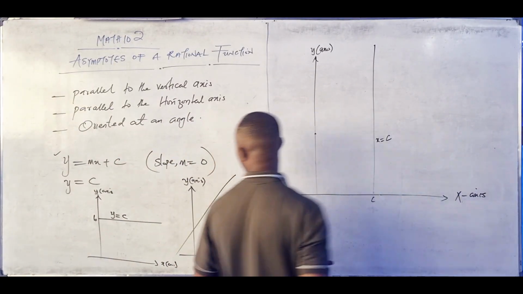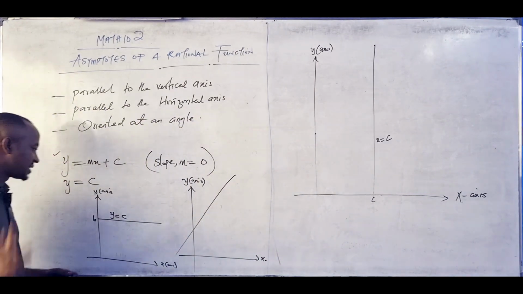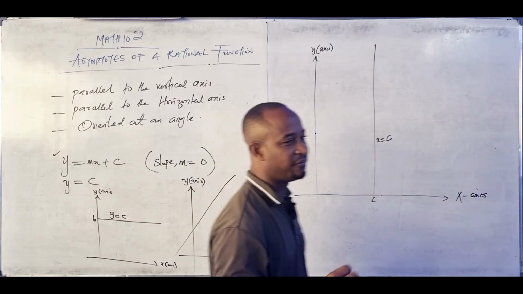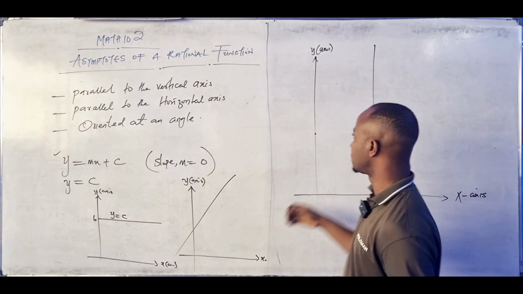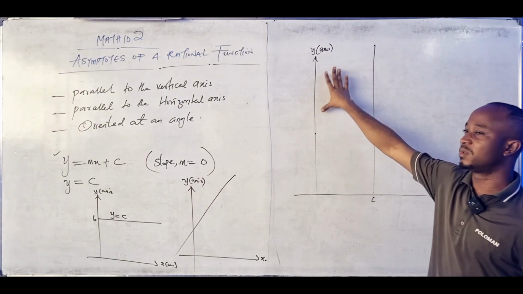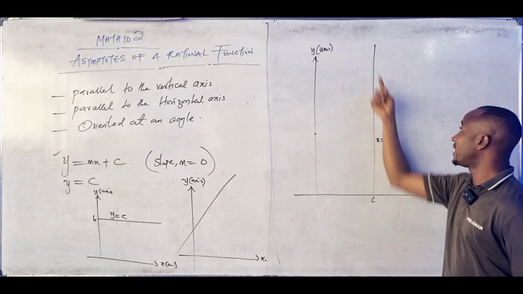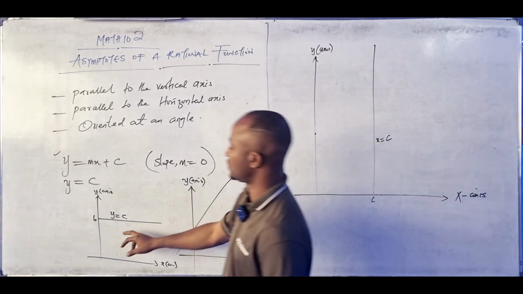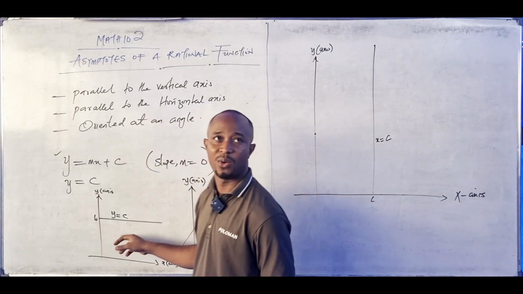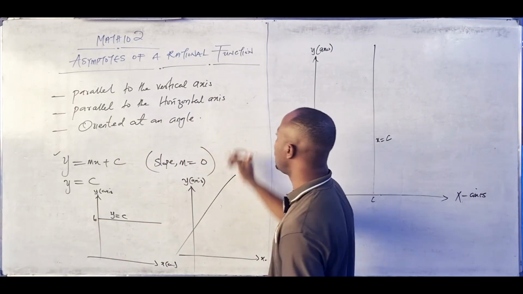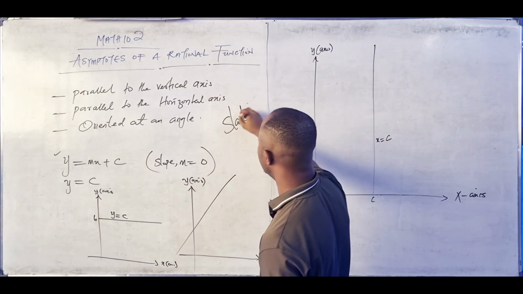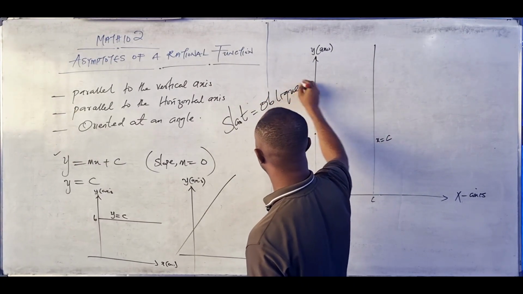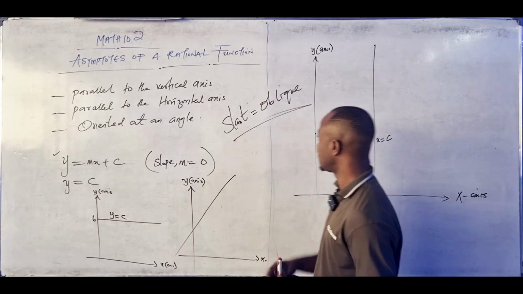But what I'm just trying to say is that we have three types of asymptotes. We have the vertical asymptote, which is parallel with the y-axis and meets our x at a certain point C. We have the horizontal asymptotes, and we have the slants. Another name for slants is oblique. Either oblique or slant.